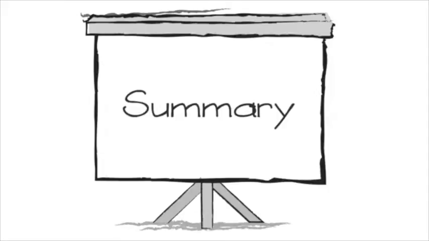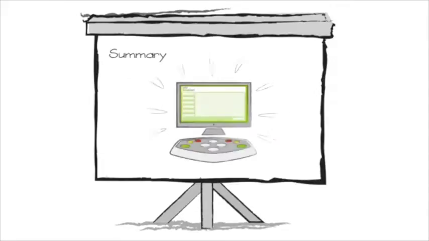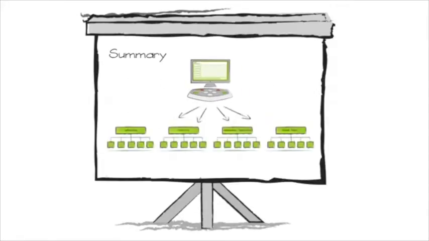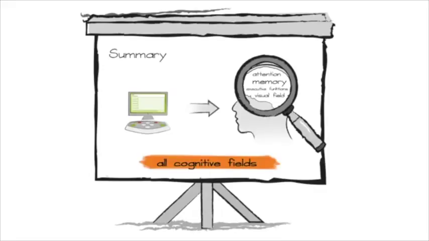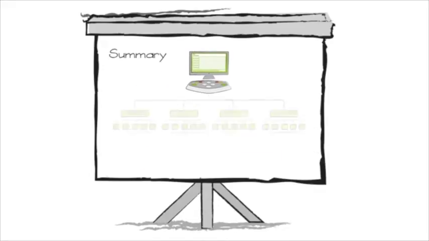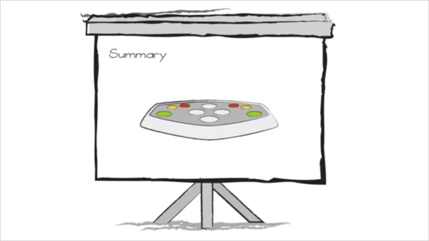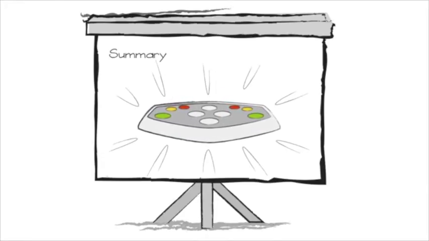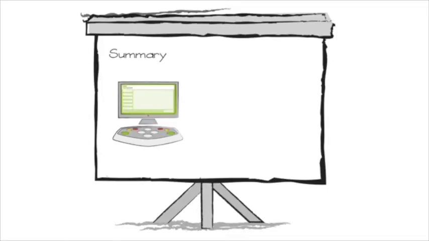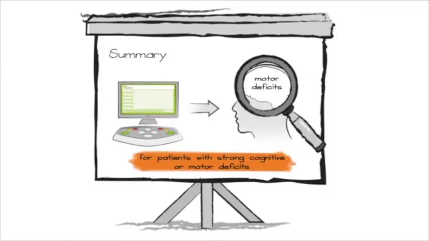So, in summary, what are the advantages of RIACOM? RIACOM is a modular system with more than 20 therapy procedures. You can use RIACOM in all fields, from severe cognitive impairments up to mild deficits. The therapy modules deliver a complete range of difficulty for all stages of recovery. All modules can be operated easily using our special patient's keyboard. This means RIACOM can be used by patients even with strong cognitive or motor deficits.